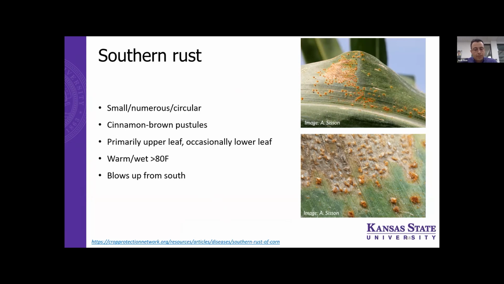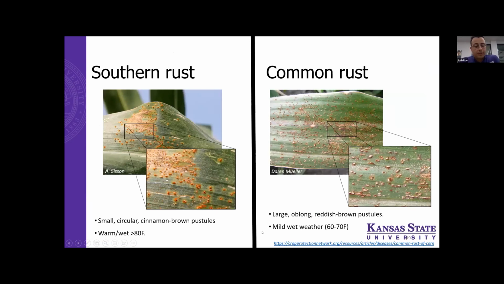But as a reminder, southern rust has those small, numerous circular spots, as we can see in these pictures. It's a very bright orange, and it likes warm and wet conditions. Rust, like tar spot, likes that leaf wetness. It needs that water to germinate and colonize the plant. Every year it blows from the south, and you can do the same thing here. Click on this website, the Crop Protection Network, to read more about this disease. And you can also keep track of it on that same corn IPM pipe website.